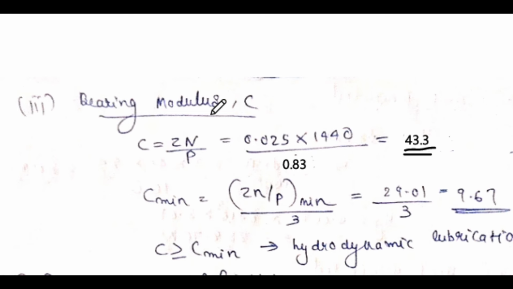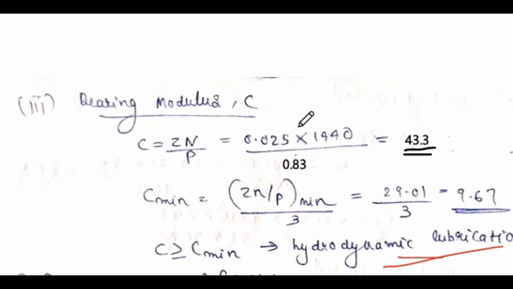Next, when finding the bearing modulus, we also need to determine C minimum. The minimum bearing modulus value has to be found. Zn by P minimum value, the whole divided by 3. That is the equation. This Zn by P minimum we have taken from the data book initially. So based on that, the minimum bearing modulus value is 9.67. So this bearing modulus value is greater than the minimum, and in that case we can say it is hydrodynamic lubrication.